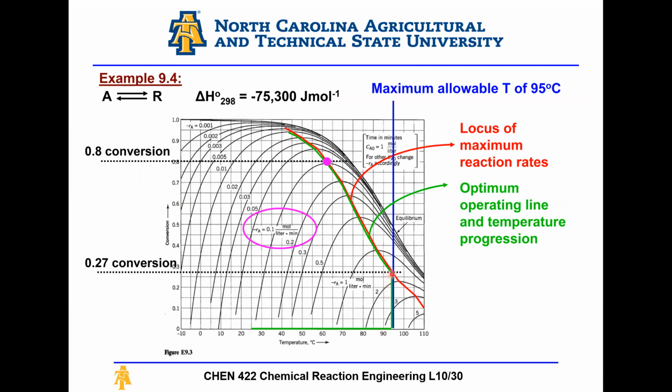And then I want to move up from here to the locus of the maximum reaction rates, and I want to operate along this locus of maximum reaction rates until I get the desired conversion of 0.8, right? And if I draw the intersection between this desired conversion and the reaction rate I want, the reaction rate is minus 0.1, or this is the maximum possible reaction rate achievable at a conversion of 0.8, right? Okay.